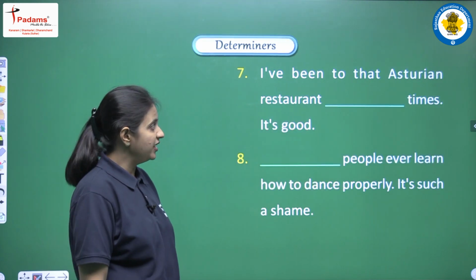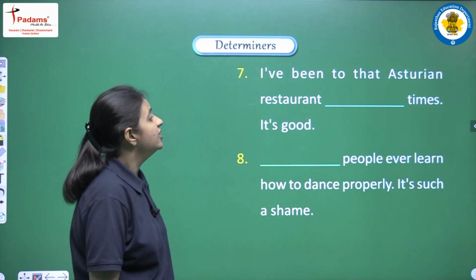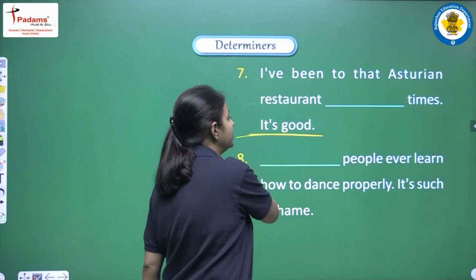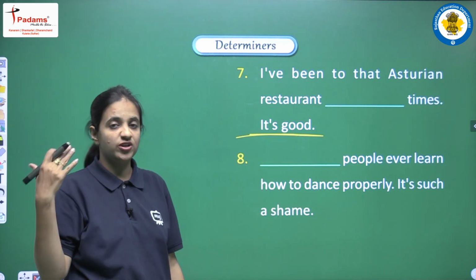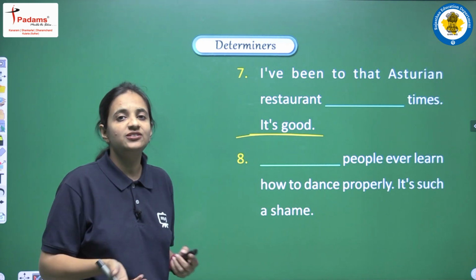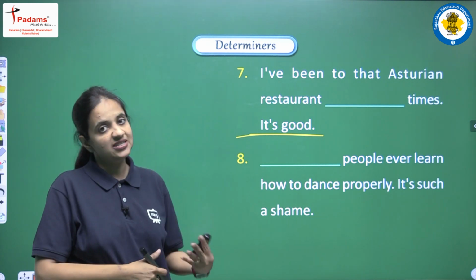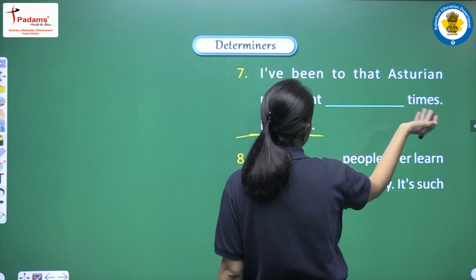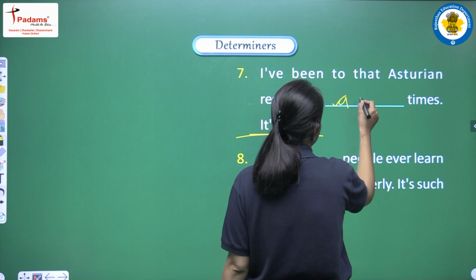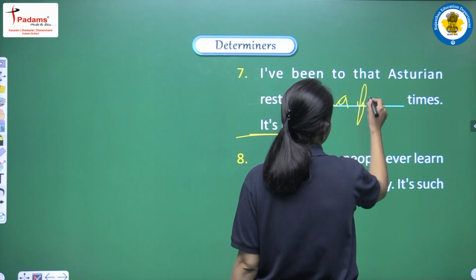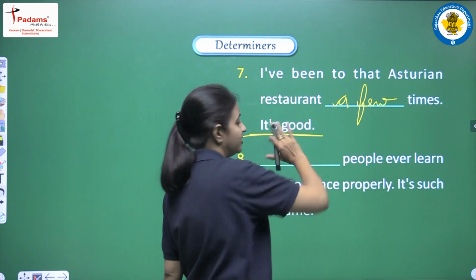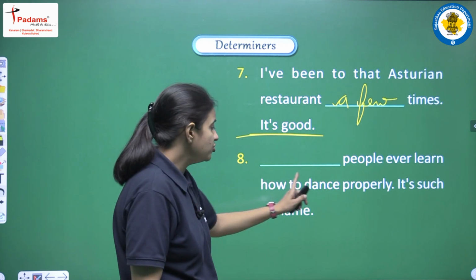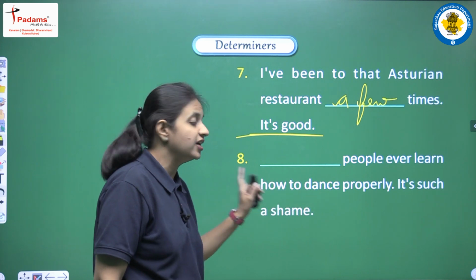Next is I have been to that Austrian restaurant a few times, it is good. So here we are saying that we are in that condition to say that that restaurant is a good one, and जब कोई restaurant good है so it means हम वहाँ पे जाते रहते हैं. So here we will write that I have been to that Austrian restaurant a few times and it is good.